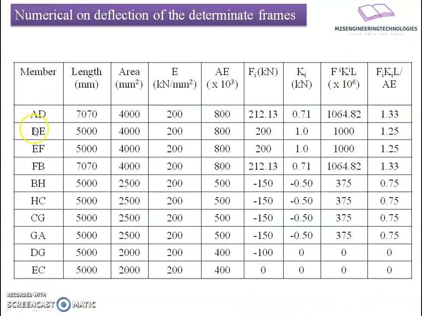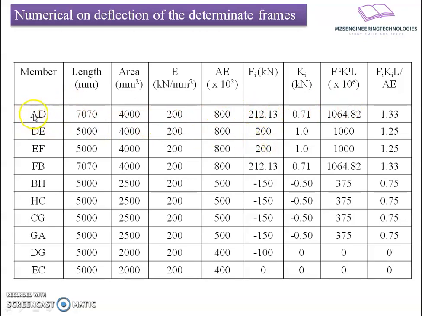Now after doing this, I will tabulate the result in a table format, where we'll have the columns: member, length, area, AE, product, Fi, Ki, Fi Ki Li, and Fi Ki Li divided by AE. Since the areas and lengths of the members are different, we are going for additional columns as we have done in the previous cases.